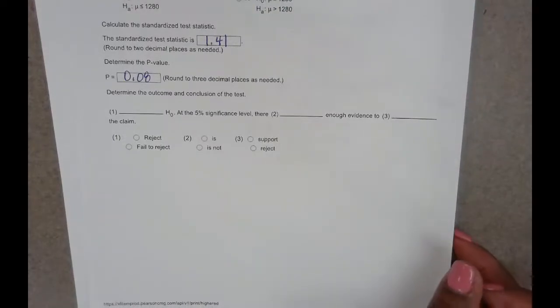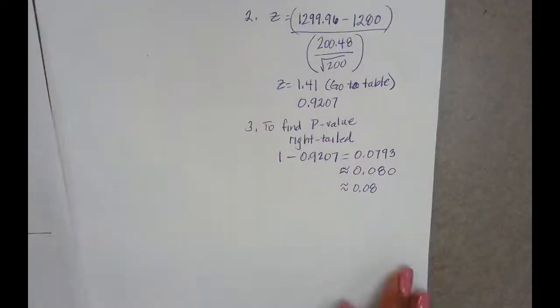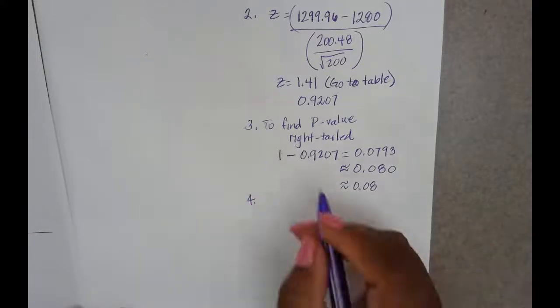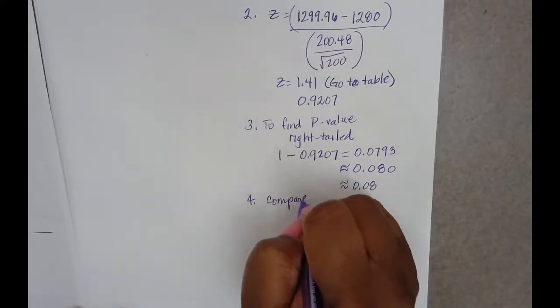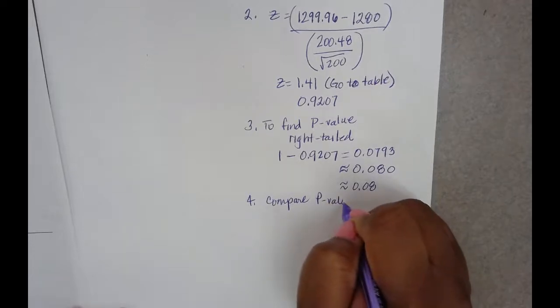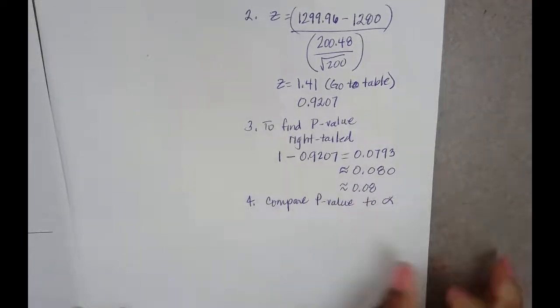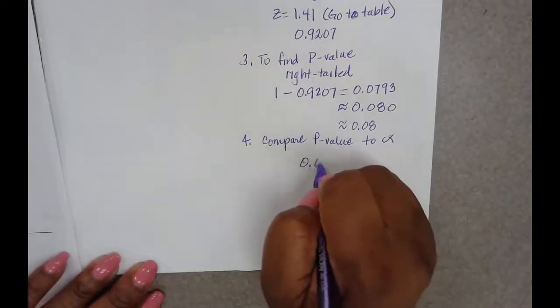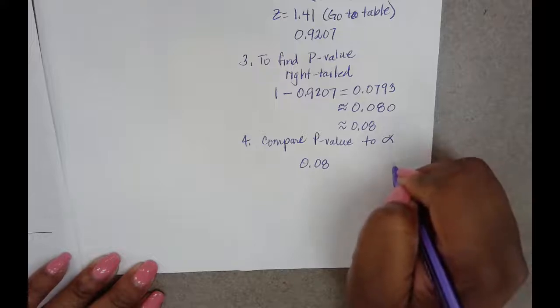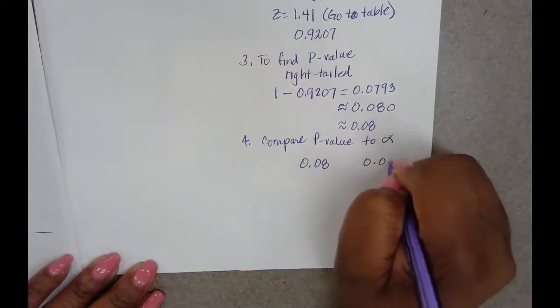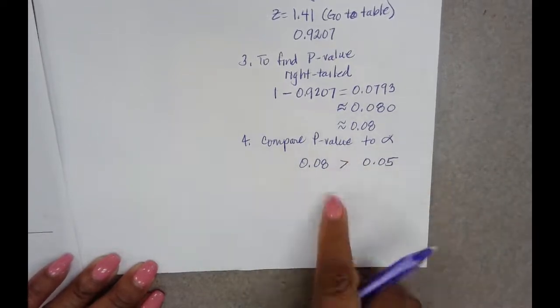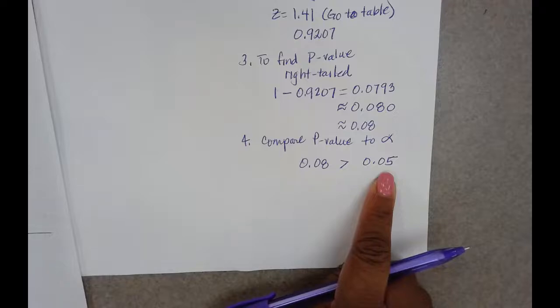Now we have a p-value. We have a level of significance. Let's compare our p-value to the level of significance. So let's compare the p-value to alpha, where our p-value is 0.08. Alpha is 0.05. Clearly, this p-value is greater than the level of significance.